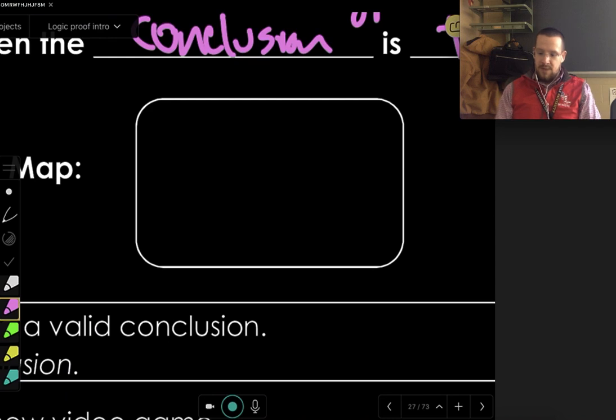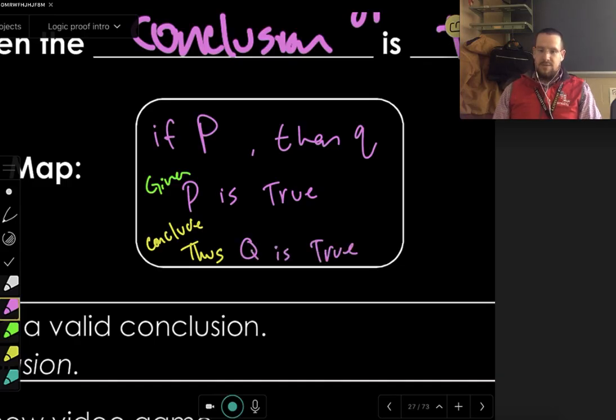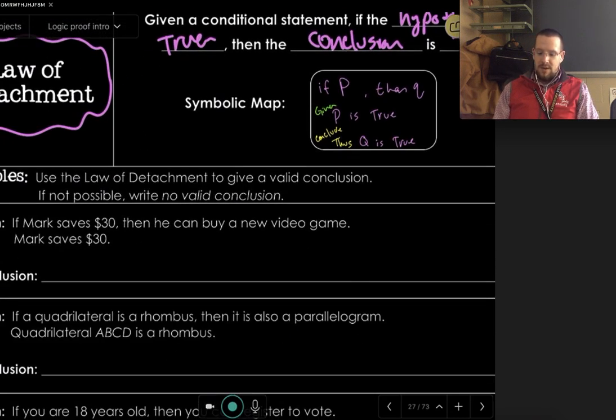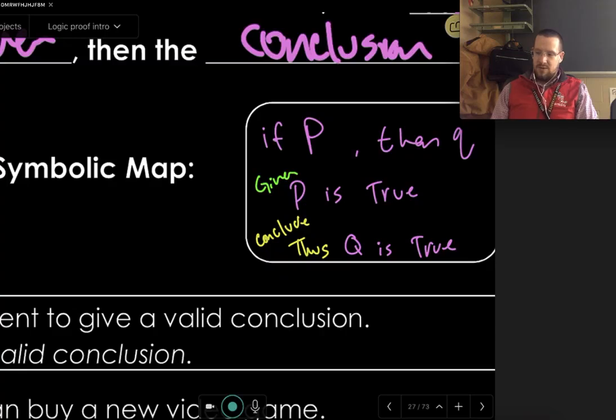So what this looks like, we would say if P, then Q, right? That's a conditional statement. P is true. So let's say this is what we're given, and then we can conclude, thus, Q is true. And again, this is kind of obvious, but it might get a little bit strange. Anyway, let's just take a look. Otherwise, if you're just looking in terms of P's and Q's, it's very watered down.